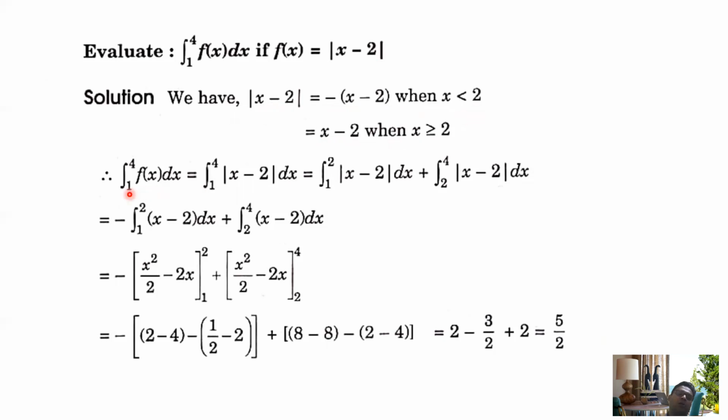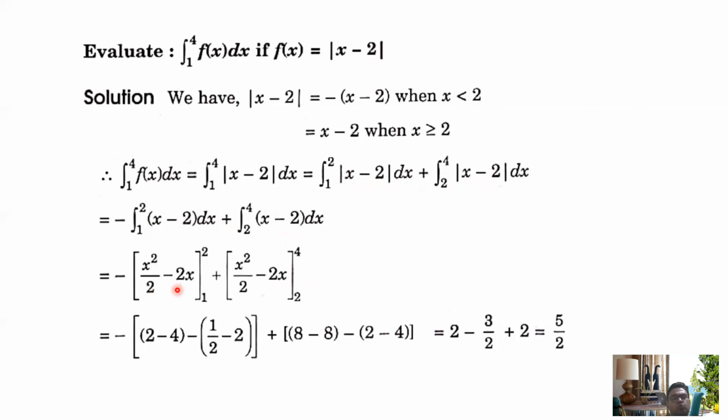So now integral 1 to 4 f(x) dx can be represented as integral 1 to 4 mod of (x minus 2) dx, that is integral 1 to 2 mod of (x minus 2) dx, and integral 2 to 4 mod of (x minus 2) dx. So for 1 to 2, that is less than 2, your mod of (x minus 2) is equal to minus of (x minus 2) dx, and for 2 to 4, your mod of (x minus 2) is (x minus 2). Okay, now you can simplify very easily.